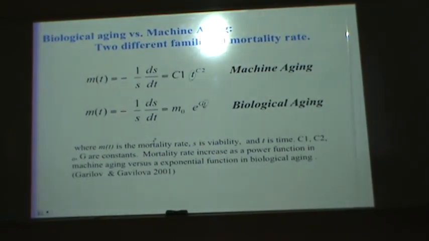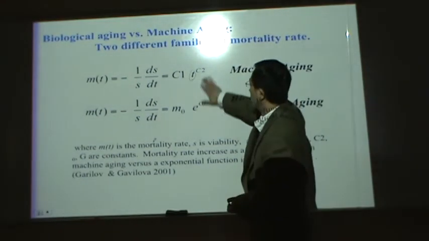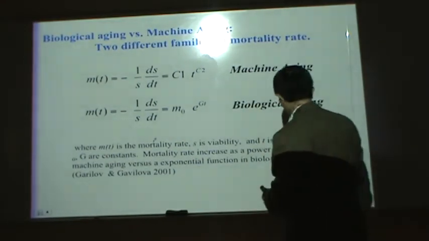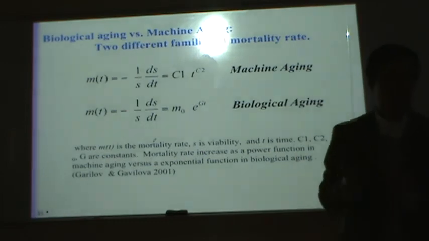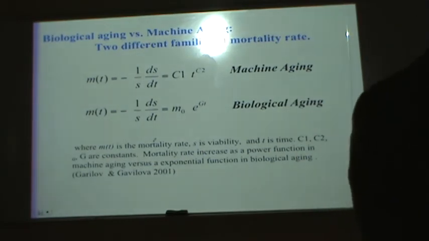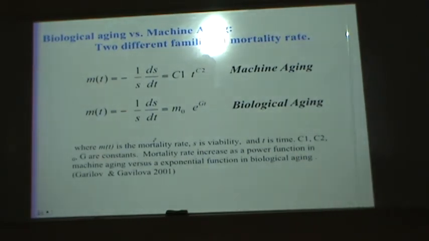So how do we go from machine aging to biological aging? What do you think is at least one of the key differences between mass-produced cars and laptops, cameras, and human beings or biological beings?